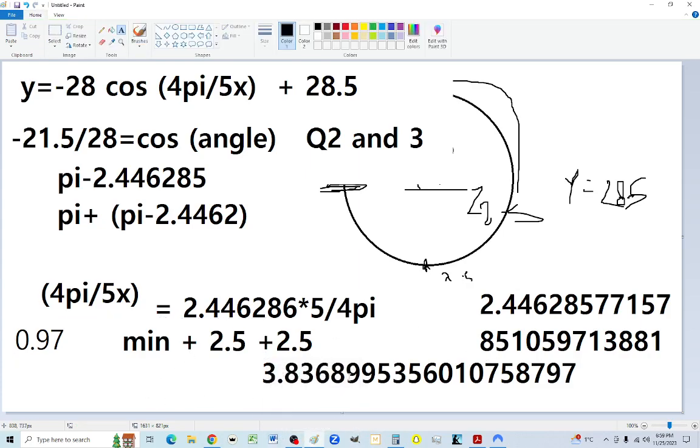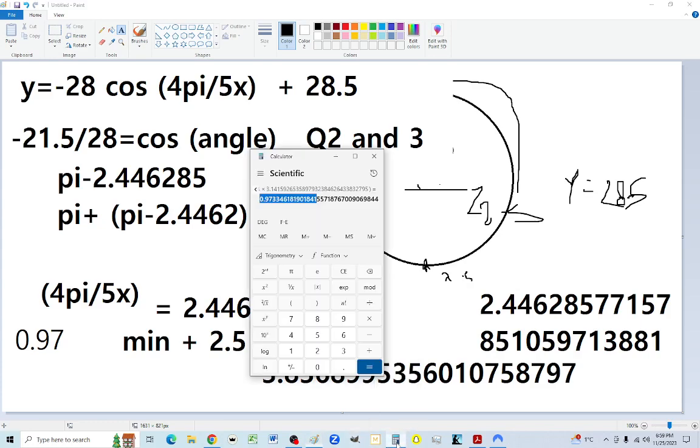And then to figure out this other one, 3.83, we multiply it by 5 and divide it by open brackets 4 times pi, close brackets, equals. This happens at 1.52 minutes.